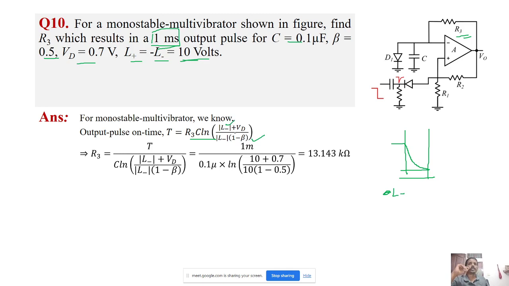L minus is given, Vd is given, beta is given, capacitance is given, and T is also given as 1 millisecond. So we just need to find R3. Just rearrange and substitute the values. We'll get it as 13.143 kilo ohm. Okay, so again, it's a straightforward question. So I guess that's all for today.